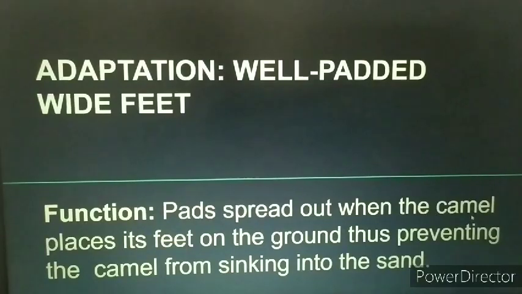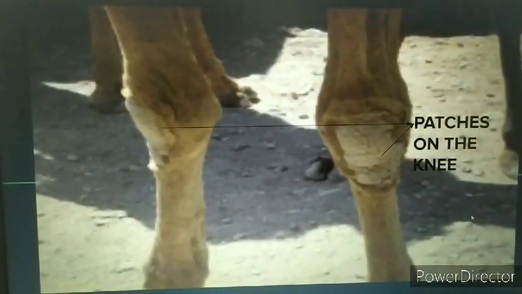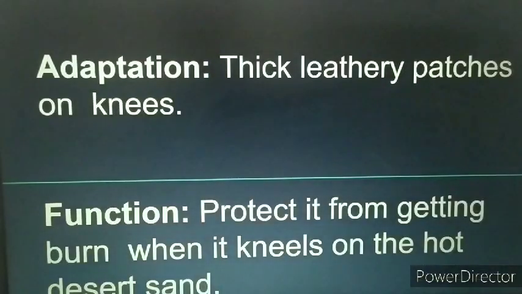Then another adaptation found in the camel is patches on the knees. As you can see in the module, there are patches found on the knees.